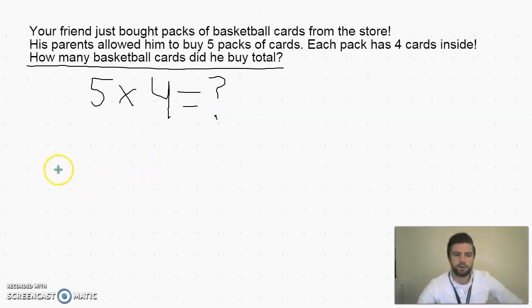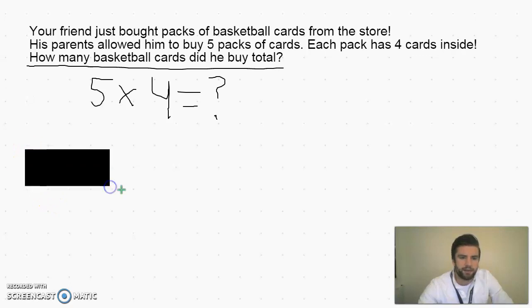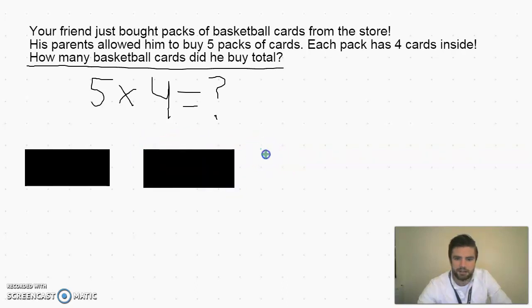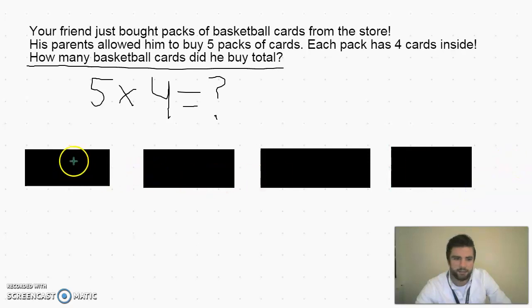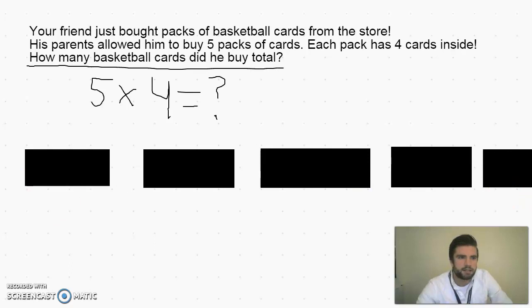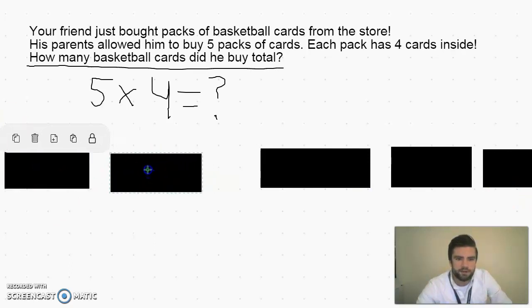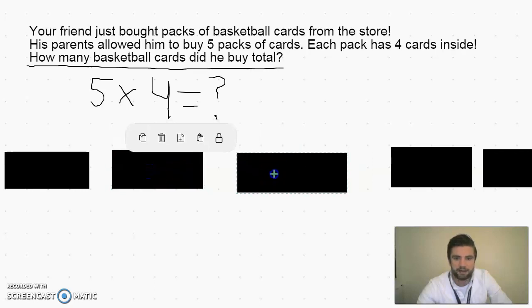Okay, so for this one, this is a great candidate for drawing a picture. Let's say each pack looks something like that. We'll do a black rectangle. So we have 1 pack of cards, 2 packs of cards, 3 packs of cards, 4 packs of cards. My packs are going to be different sizes, but we'll know that they're really the same size. Let's say each one of these black rectangles is a pack of cards.